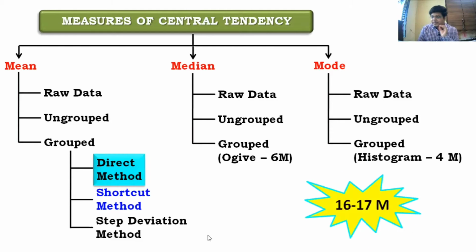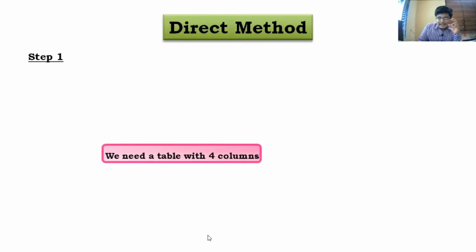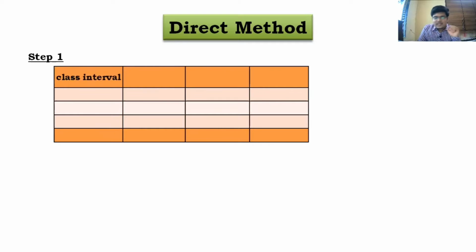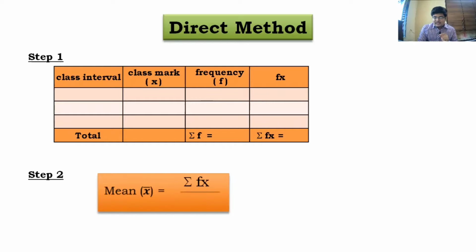Now guys, in direct method, we are going to make a table with 4 columns. The first column is going to be the class intervals, which will be given in the question. The second column is something that we have to find. That is class marks, denoted by the letter X. And the third column is going to be frequency, which is again going to be given in the question. And then we have to find F into X. And the formula is same as ungrouped data. The mean formula is summation Fx upon summation F. So the only thing is we have to find summation Fx, summation F and divide.